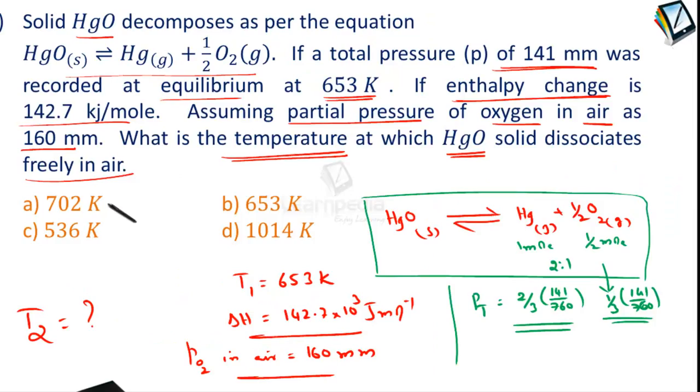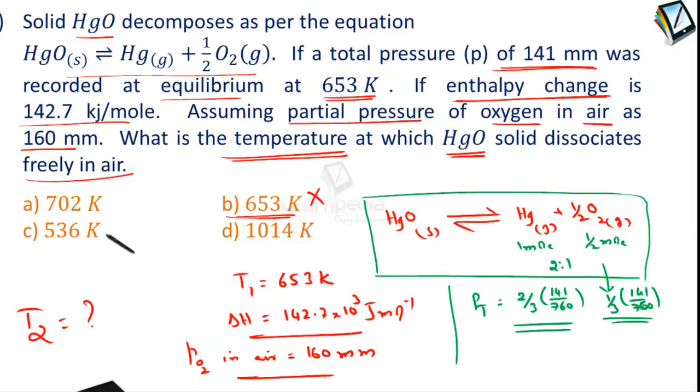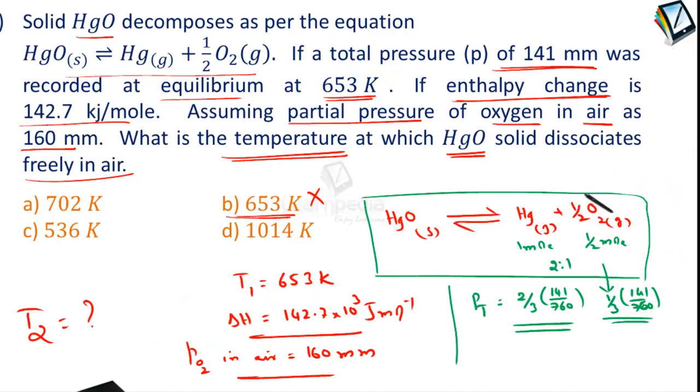The first option says 702 Kelvin, but the second is 653. First temperature is also 653, second temperature is also 653. And if we substitute that 653 in the place of T2, this becomes 0. So the whole value becomes 0. Log of so and so will not become 0. So therefore, B is definitely wrong. And it cannot be less than 653. In that case, this value, if it is less than 653, comes out to be negative. Therefore, even option C is wrong. So the answer lies either in A or D.